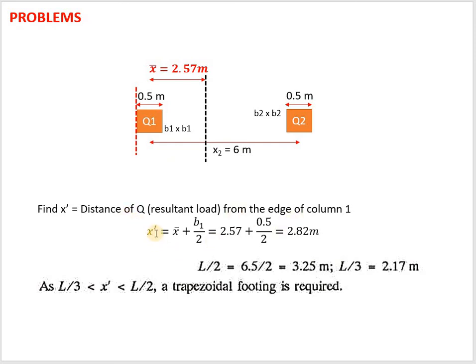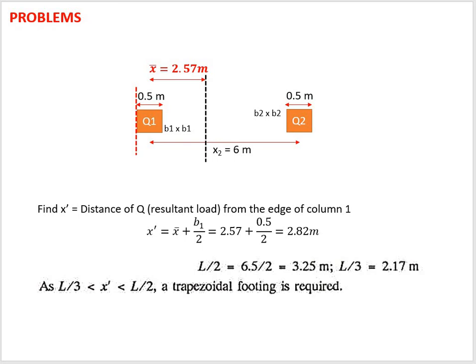So here you find the X dash, that is 2.82 meter, and still X dash is less than L by 2. L by 2 is 3.25 and L by 3 is 2.17. So this is the condition for a trapezoidal footing. You find the X dash, and if the X dash is between L by 3 and L by 2, then you have to go for a trapezoidal footing. So for a trapezoidal footing you have to find the X dash, keep that in mind.